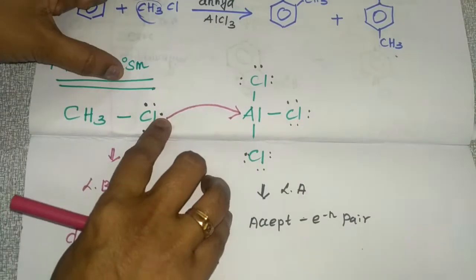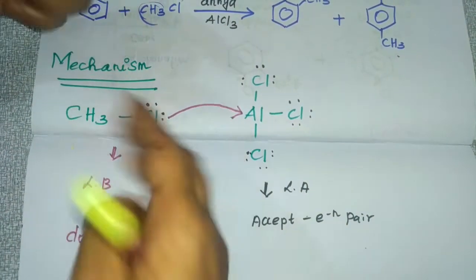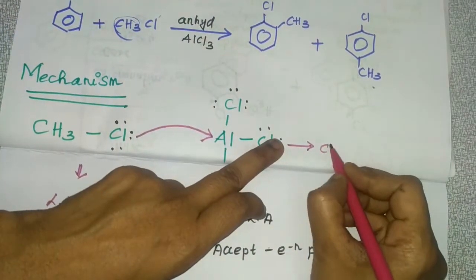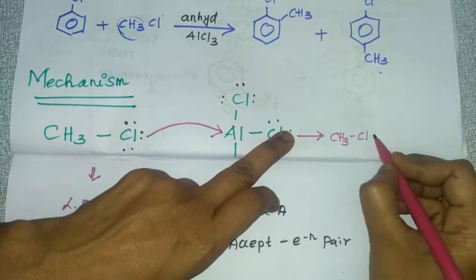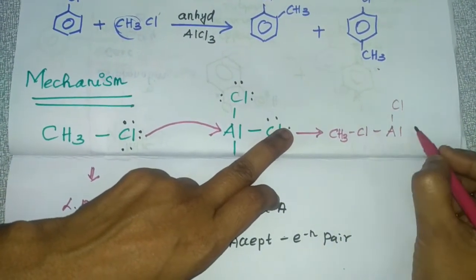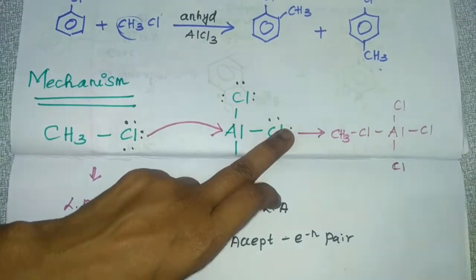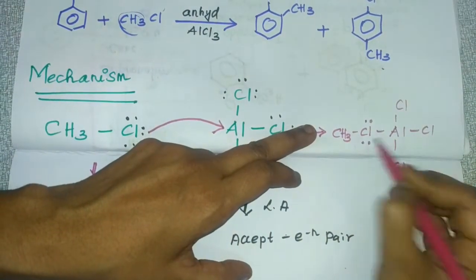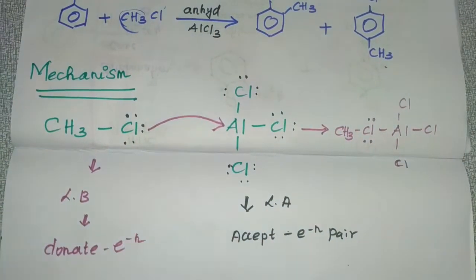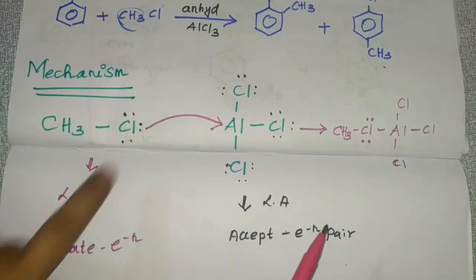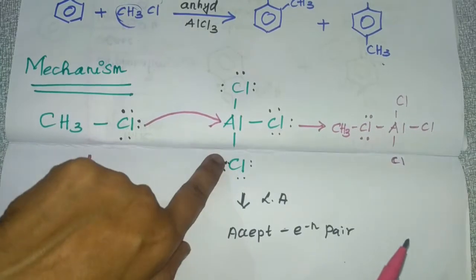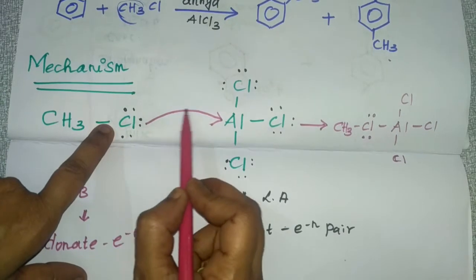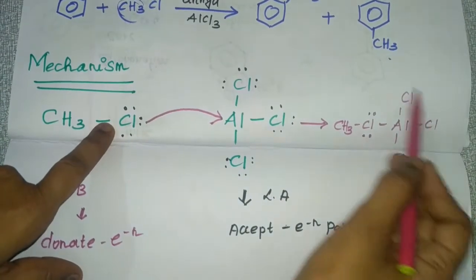If it donates one pair of electrons to the aluminium, what about the product formed here? It will be CH3Cl-AlCl3, with lone pairs of electrons everywhere, and here this chlorine will have only 2 lone pairs. Have you understood? So this acts as a Lewis base because it donates electrons, and this acts as a Lewis acid because it accepts the electrons from this chlorine. This chlorine donates this pair of electrons to the aluminium, and your product will be like this.